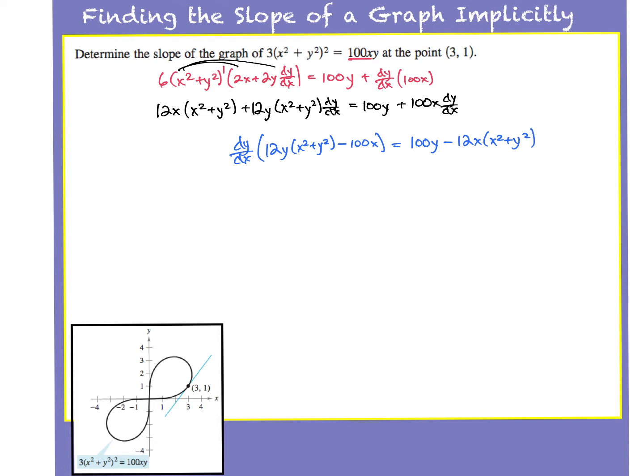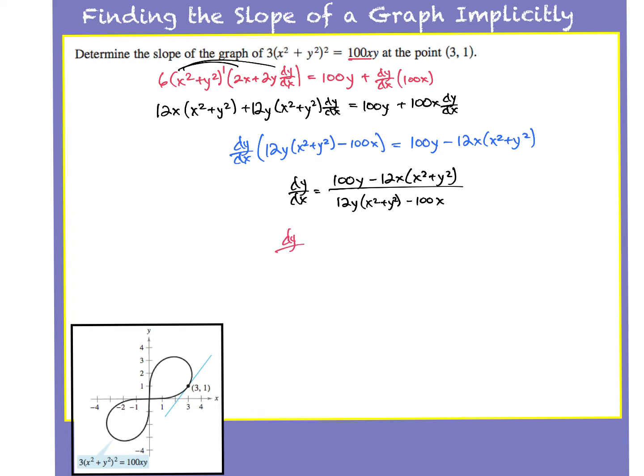All right, and then what's my last step? Divide. So now I have dy/dx equal to 100y minus 12x times the quantity x squared plus y squared, over 12y times x squared plus y squared minus 100x. So that's what my slope is. That can find my slope of anything on that infinity sign. It's not technically called an infinity sign, but I'm going to call it that. I can find my slope at anything, but I'm going to find my slope specifically at the point, what? 3, 1 right here. So let's do it.